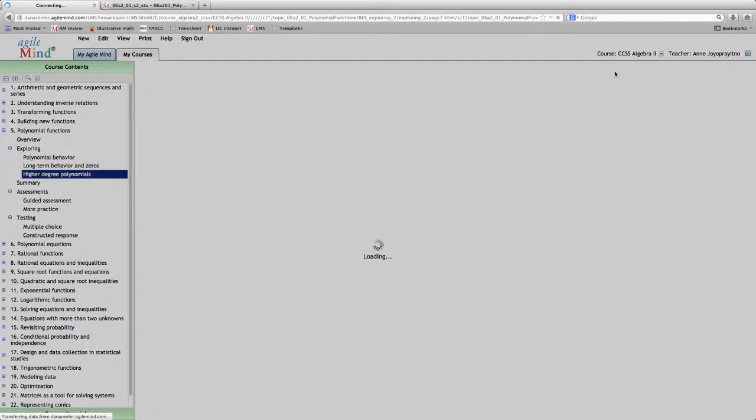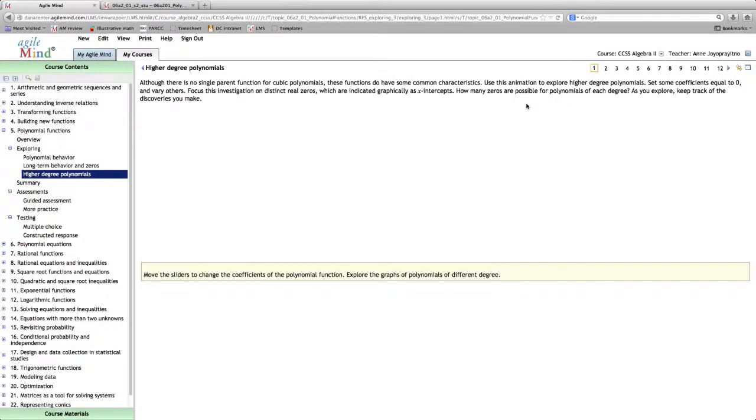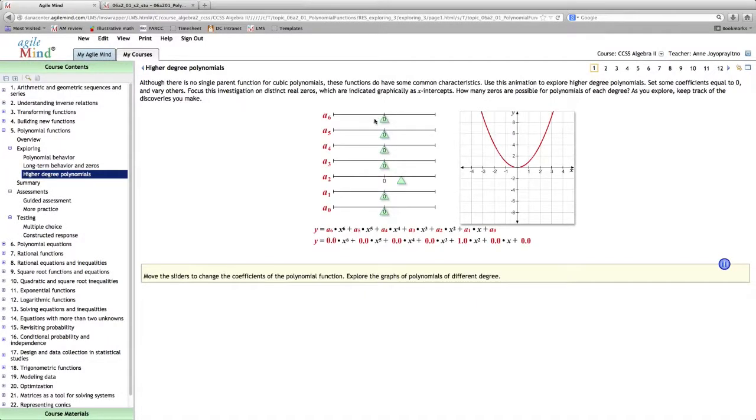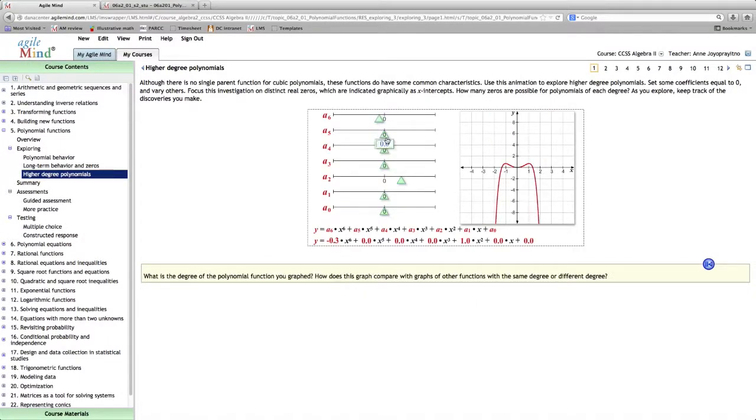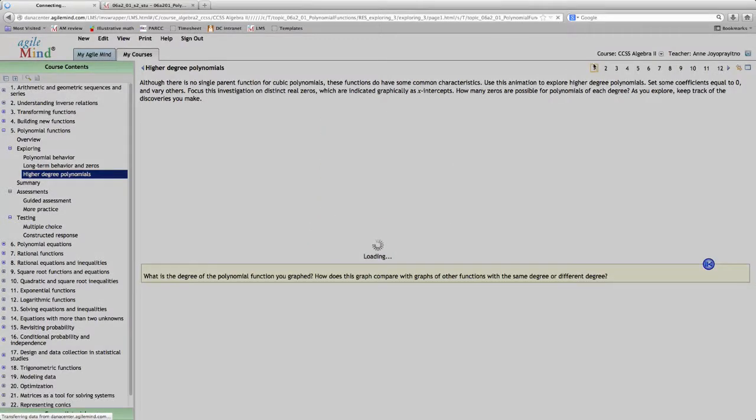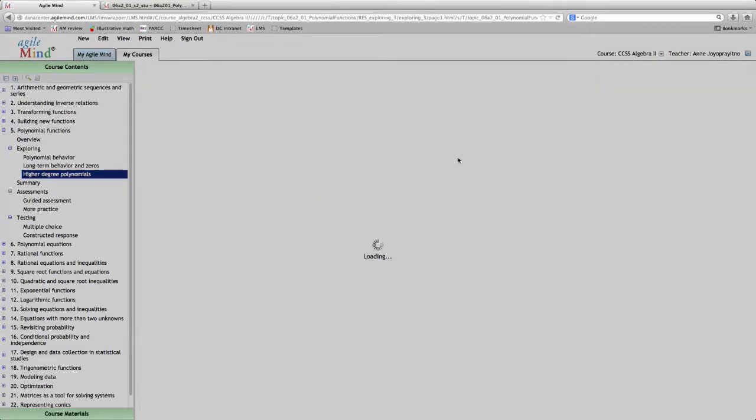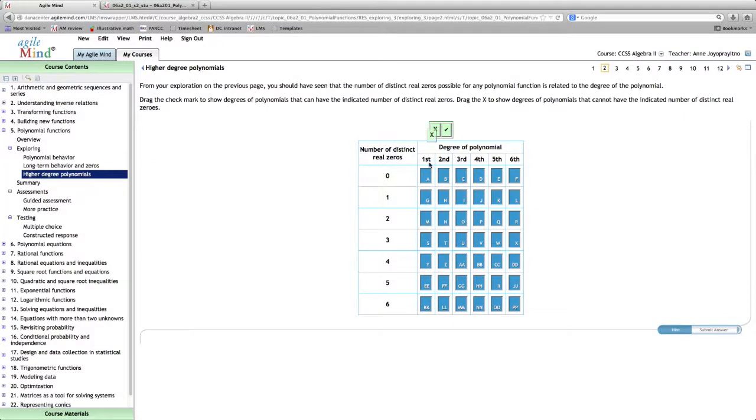In the third exploring, students look at more complex polynomial functions, up to 6th degree polynomials. They test their thinking about functions up to degree 3 on higher degree polynomials. As they engage with the animations, they must develop viable arguments to justify their conjectures and critique the reasoning of their peers. These activities allow students to look for structure in the polynomial expressions that define the functions.